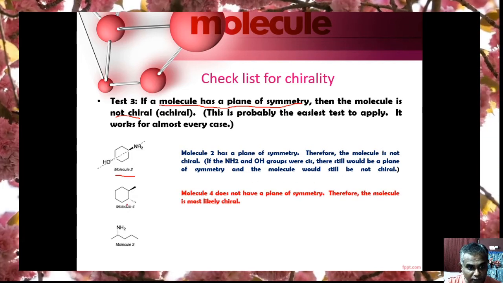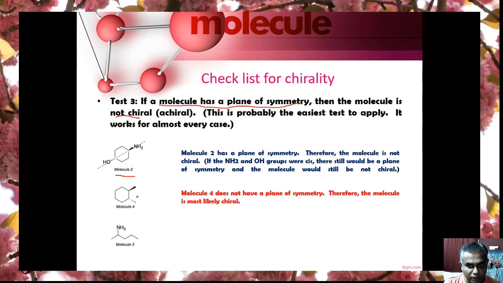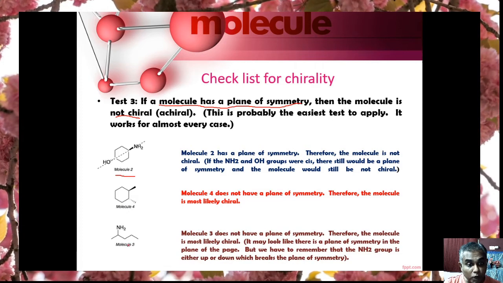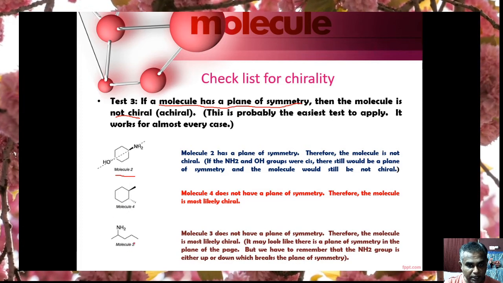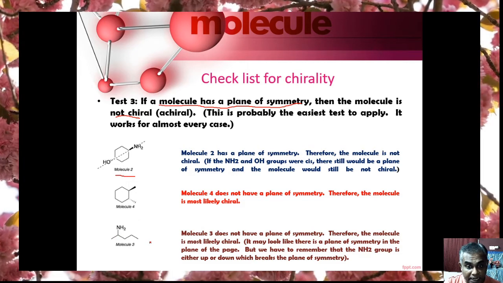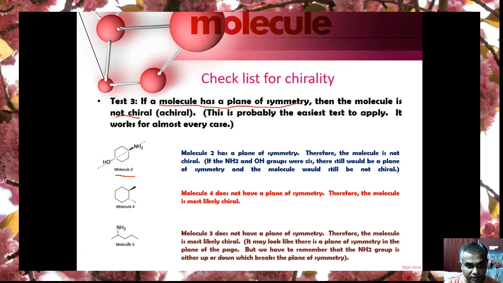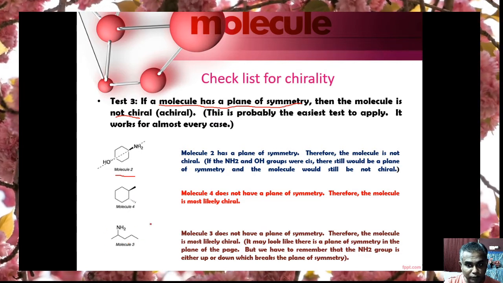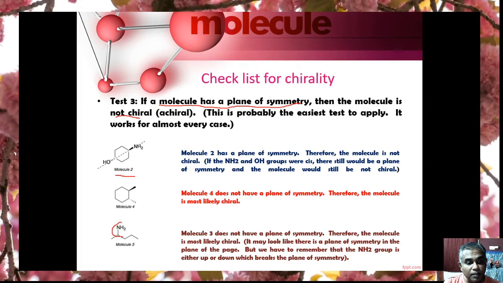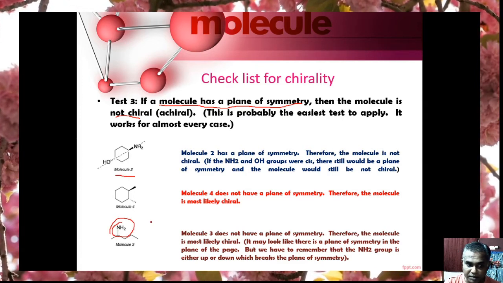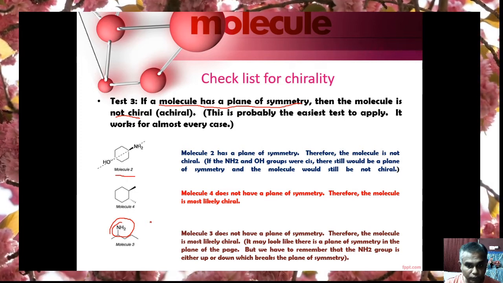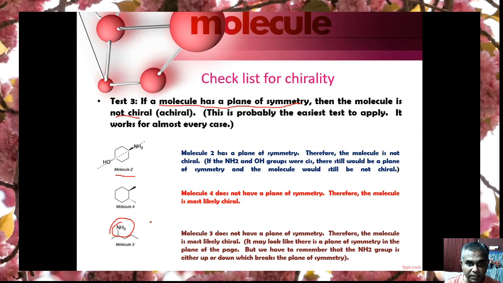In the case of molecule 4, it does not have a plane of symmetry, therefore the molecule is most likely chiral. Molecule 3 does not have a plane of symmetry, therefore the molecule is most likely chiral. It may look like there is a plane of symmetry in the plane of the page, but we have to remember that the NH2 group is either up or down, which breaks the plane of symmetry, and we have not depicted the correct stereochemical projection of NH2, therefore it is most likely chiral.